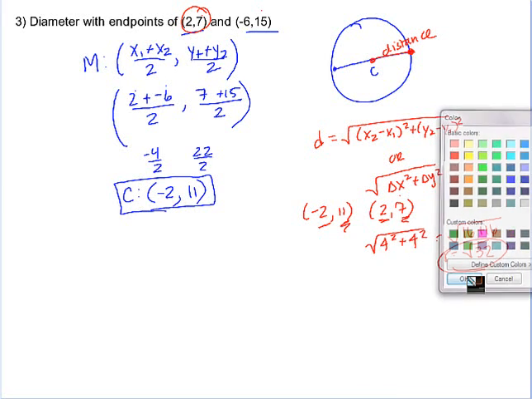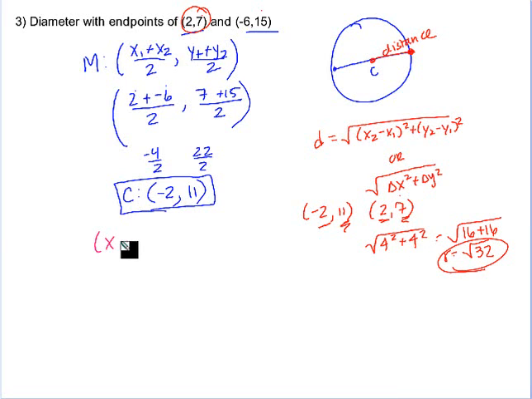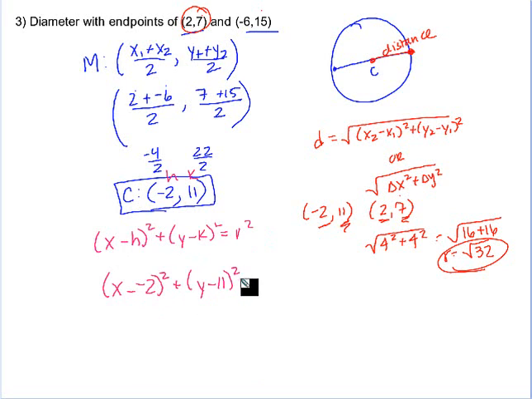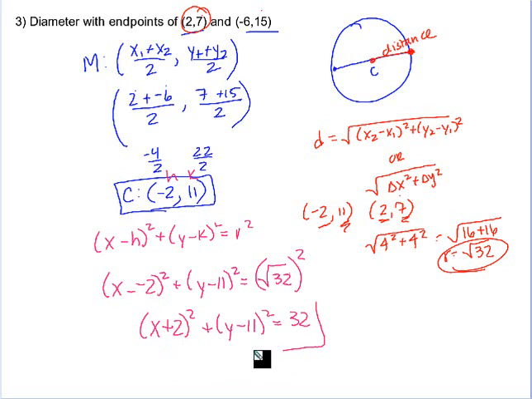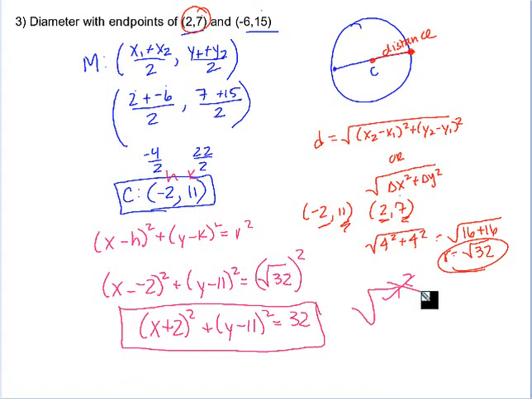Now we just take that and plug it into our formula, which is (x minus h) squared plus (y minus k) squared equals r squared, with the center being (h, k). So this would be (x minus -2) squared plus (y minus 11) squared equals our r, the square root of 32, squared. X minus -2 we'd write as x plus 2, squared, plus (y minus 11) squared equals the square root of 32 squared, which is just 32. Recall, when you take the square root of some number and you square it, those items cancel.